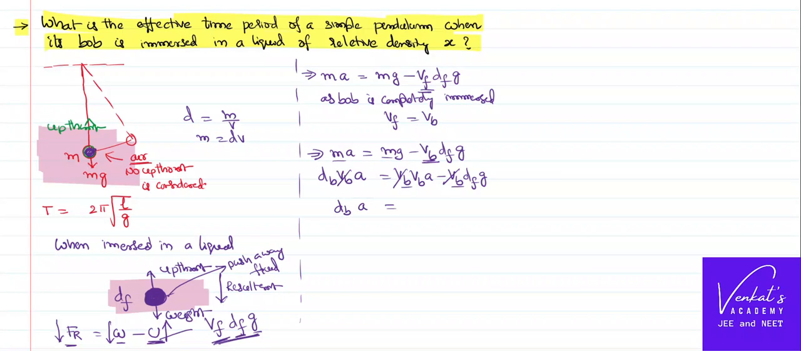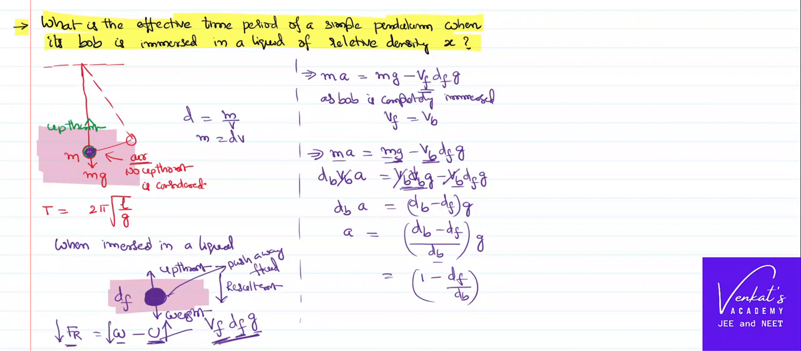So density of the body into acceleration is density of the body minus density of the fluid, into g, since mass equals volume into density. So the acceleration experienced by the bob when it is immersed in the fluid is density of the body minus density of the fluid, by density of the body, into g. Or if I divide by density of the body, it is 1 minus density of the fluid by density of the body, into g.